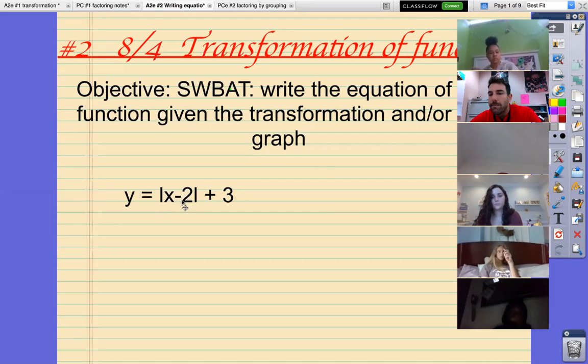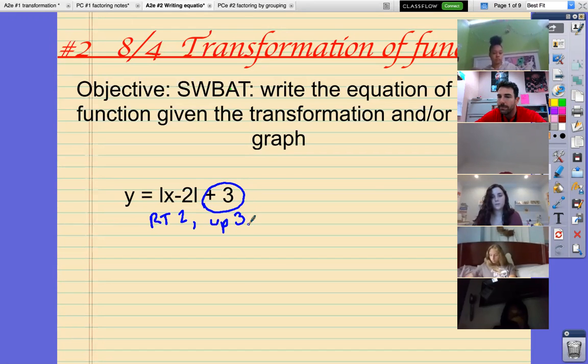So if we've got minus 2 with the x, it always moves left and right, and it's the opposite of what's happening to the x. So on this one, describing the transformation, I would say that this one has moved right 2, and then the k part, this is your k value, does what it says it's doing, and that's going to be up 3. Okay. All right, and that's kind of what we did yesterday.